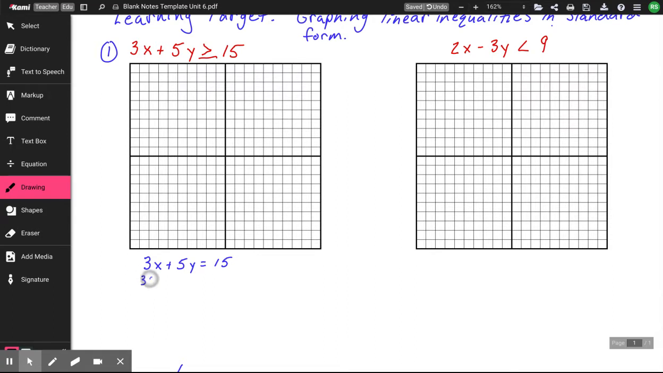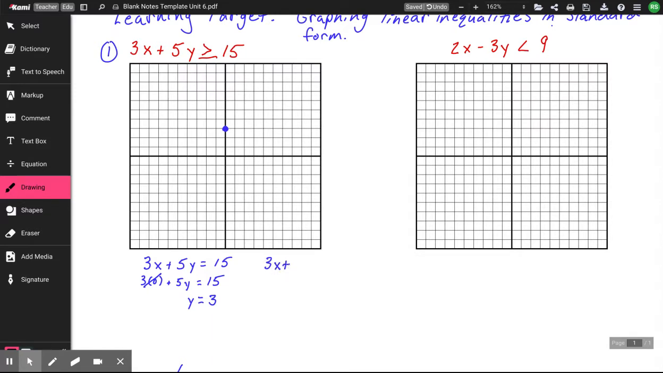So the first thing I'm going to do is plug in a 0 for x, because that will allow me to find my y-intercept. So that cancels out. 3 times 0 is 0. So basically we're just covering up that 3x. 5y is equal to 15, so I know that y is equal to positive 3. I can put a point right here on the y-axis.